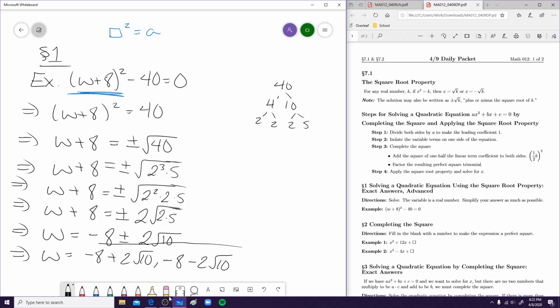Right? And I'm pretty sure this is the answer Alex wants. And that is how we solve a quadratic equation using the square root property.